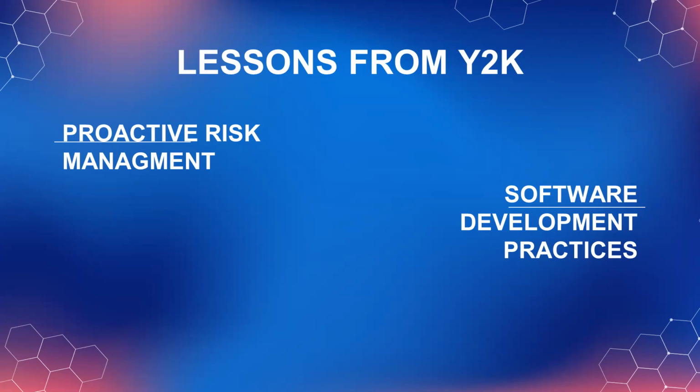Fortunately, as the new millennium dawned, the Y2K bug turned out to be far less disastrous than initially feared. Most critical systems remained operational, and only isolated incidents occurred. And this was primarily due to the extensive preparations and remediation efforts undertaken in the years leading up to the millennium.